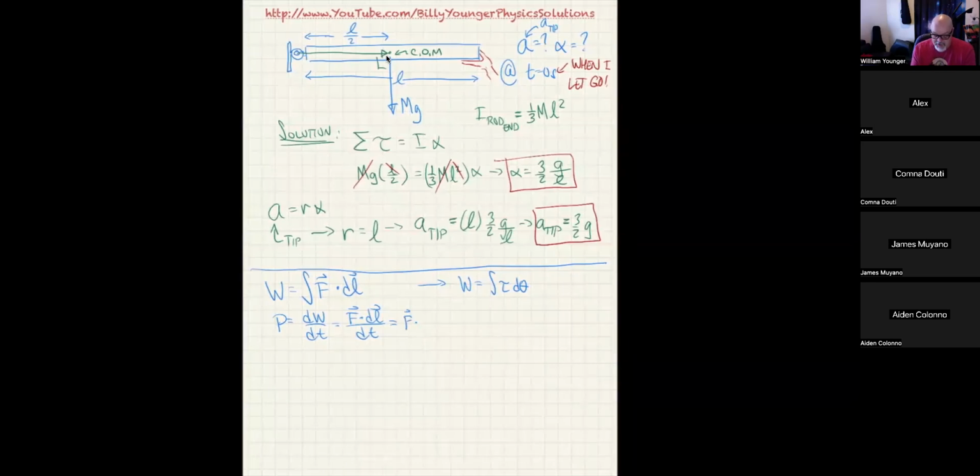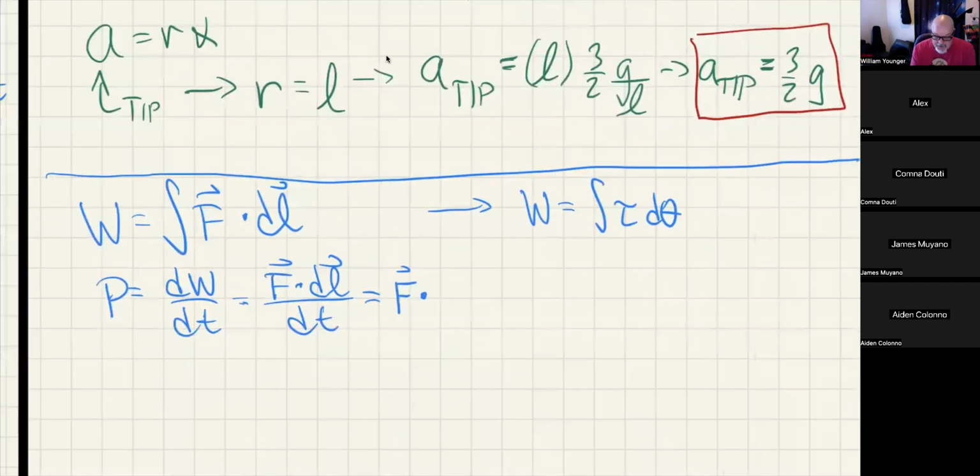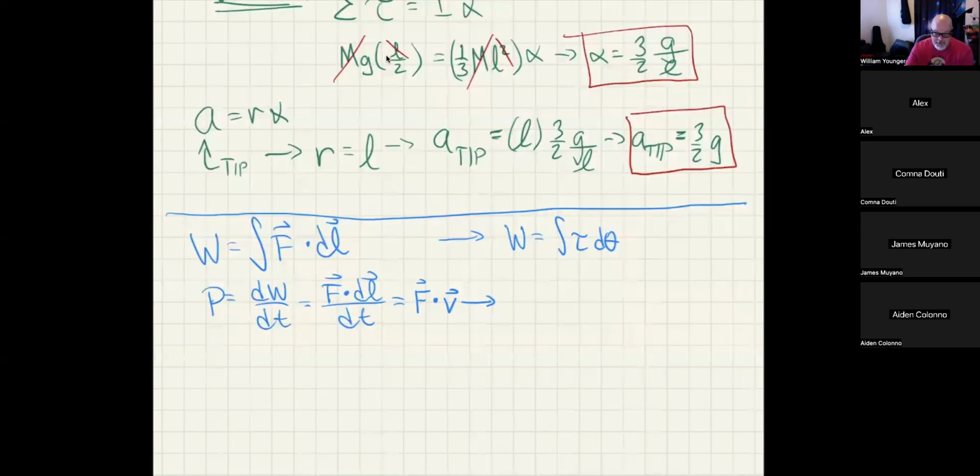What's the units of dl over dt? That'll be meters per second. Yeah, which is meters per second. So that sounds like a what? Speed, exactly. And in fact, if I want to make it a vector quantity, I'm going to say it's F dot V, velocity. Yep.